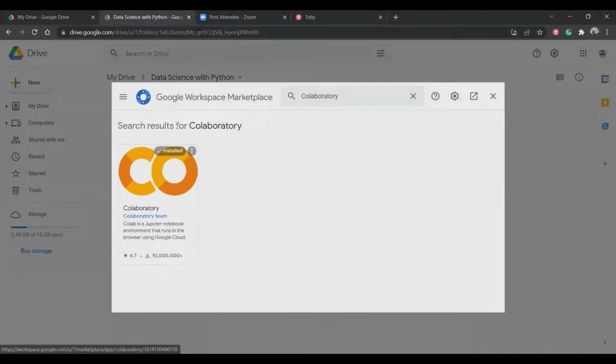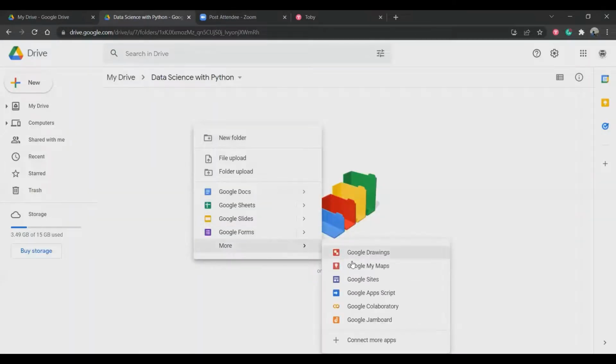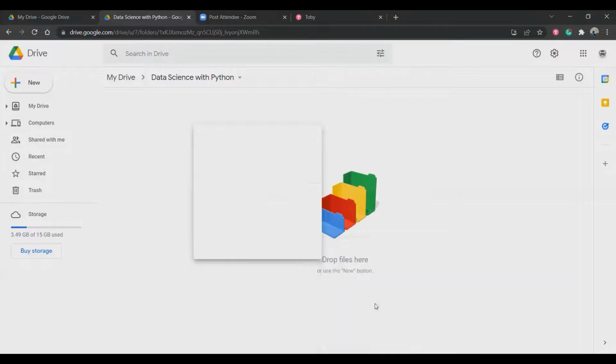In my system it is already installed. In your system you can click on Install and it will install in a second. After the installation, when you click on this More, you are definitely able to find this Collaboratory. Then you are able to see a notebook in front of you. This is a kind of Jupyter notebook, the same thing you find if you code after installing Anaconda and Python.